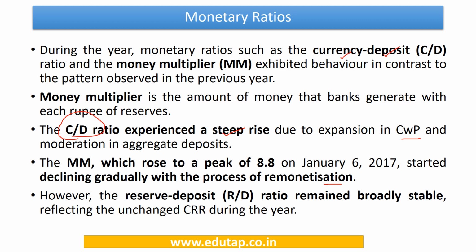of remonetization. During the process of demonetization, the banks were flooded with deposits. As a result, they had huge amounts of reserves to generate more and more money and more and more credit. But again, after remonetization, this declined gradually.